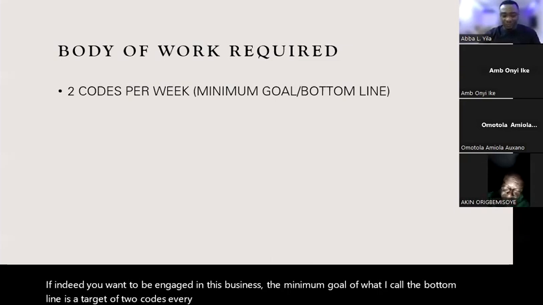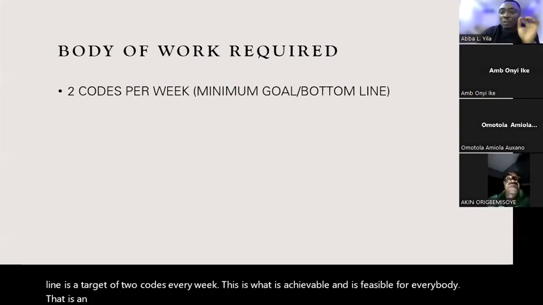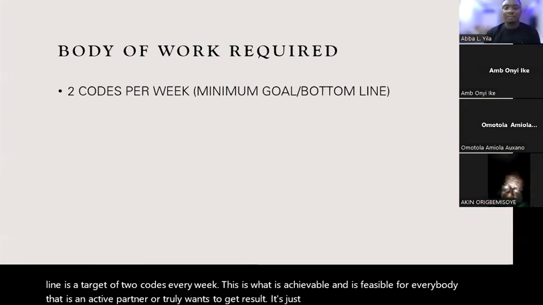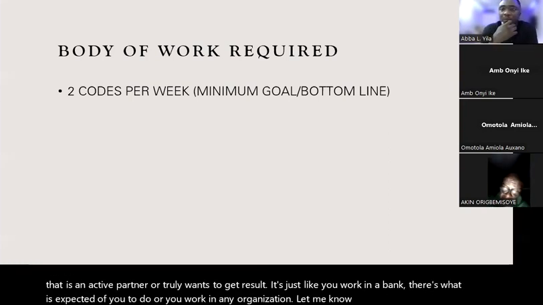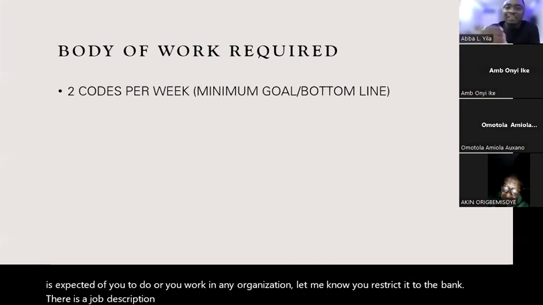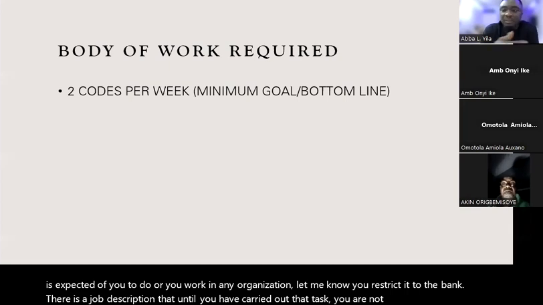This is what is achievable and feasible for everybody that is an active partner or truly wants to get results. It's just like you work in a bank. There's what is expected of you to do. There is a job description, and until you have carried out that task, you are not eligible to be paid a salary. True or false?